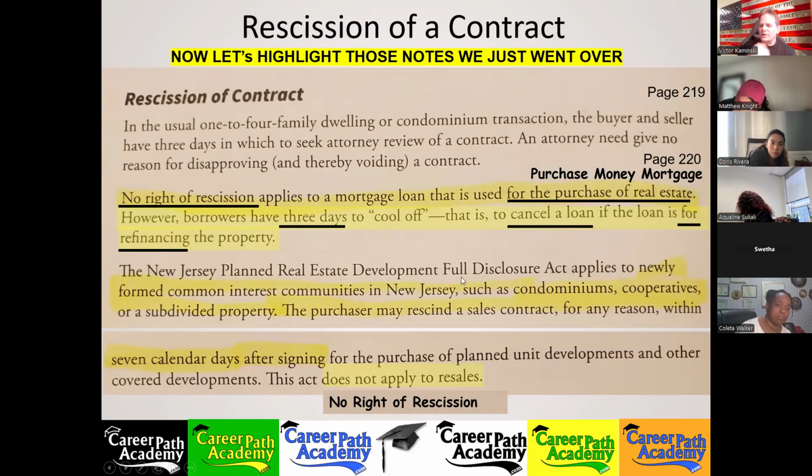And we got the Planned Real Estate Development Full Disclosure Act that applies to newly formed common interest communities in New Jersey, such as condominiums and cooperatives and subdivided land. As long as there's at least 10 units there, you got that 7-day right of rescission.